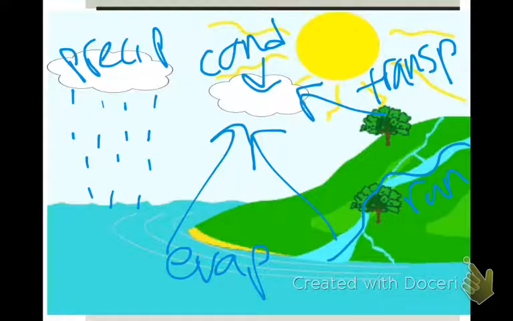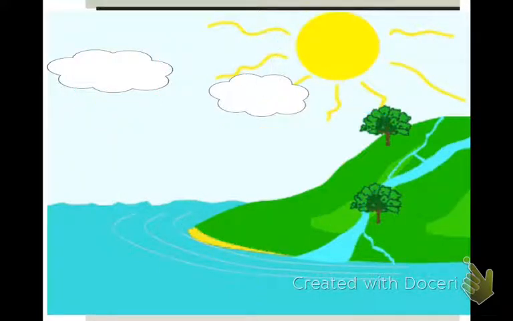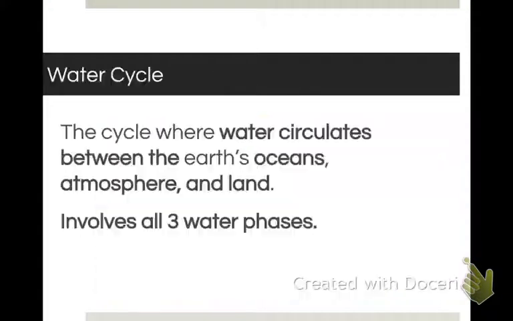So hopefully that rings a bit of a bell for you, and you can remember a little bit more of the water cycle. That's about all the review that we will do with it. So there's another diagram if you need to see it. So what is the water cycle? Well, the water cycle is just where water circulates between the ocean, atmosphere, and land, and it involves all three of the water phases. So just like cycle makes you think, it's just going back and forth.